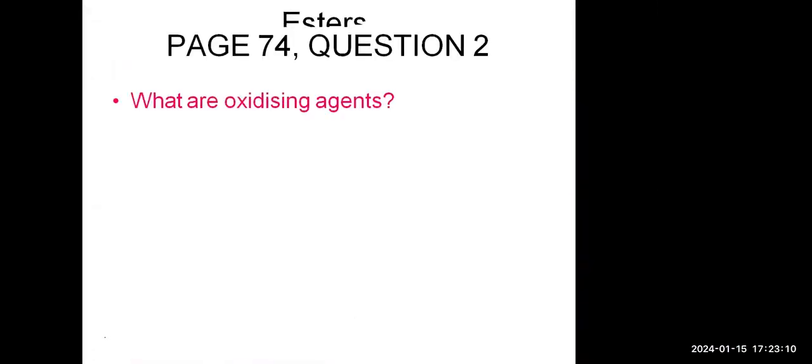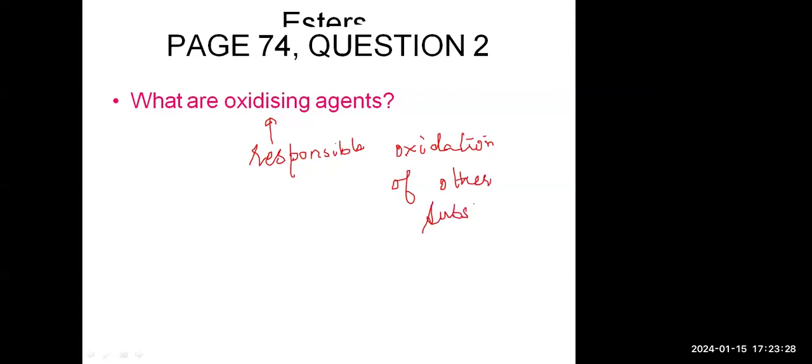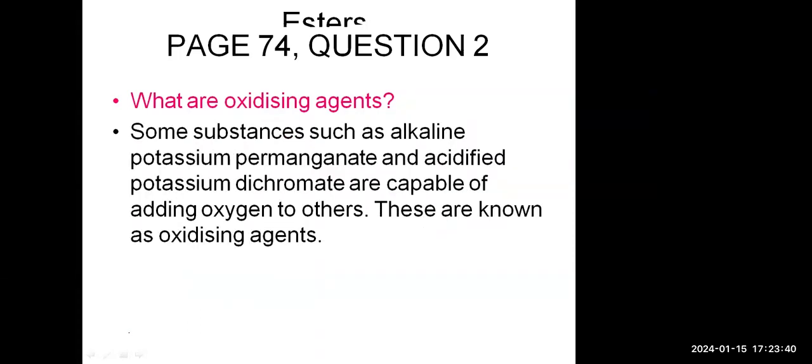The next one is, what are oxidizing agents? Oxidizing agents are the ones which are responsible for oxidation of other substance. The common ones are KMnO4, potassium permanganate. They oxidize the other substance, right?